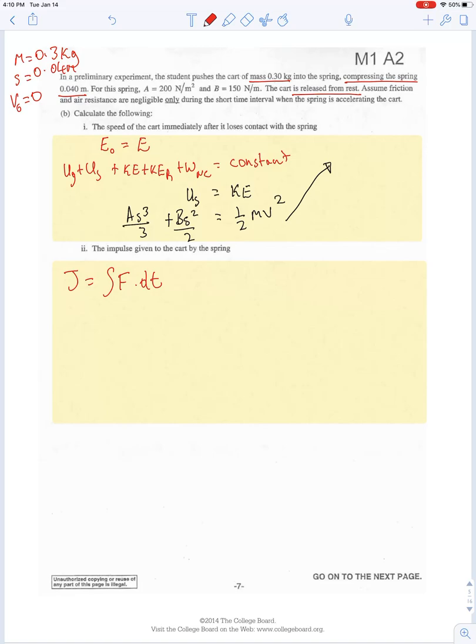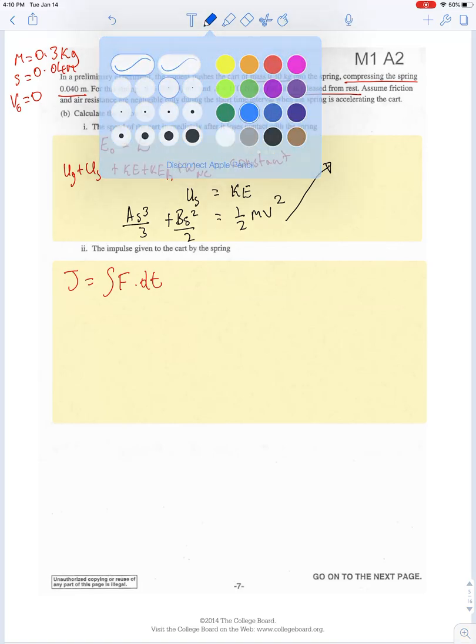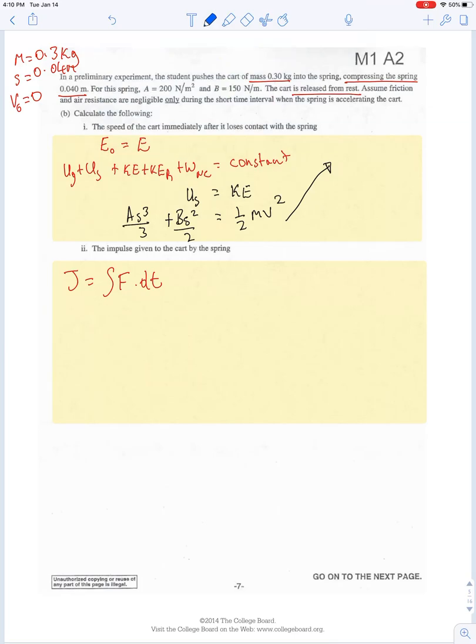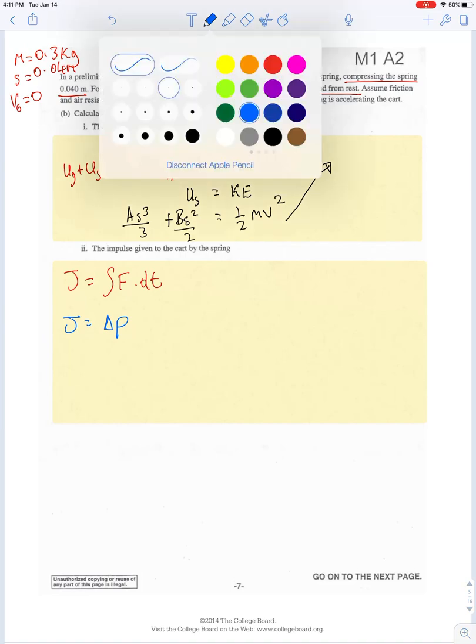You also need to write down the other one. What do you know the impulse is? The impulse itself is also equal to the change in momentum. That is also true. So if you know what the initial velocity was, which was 0, and you know what the final velocity was when it released off the spring, then all you have to do is find the difference. So that means I have to go back to part 1 and actually calculate what v is. Let's see if I can do that.